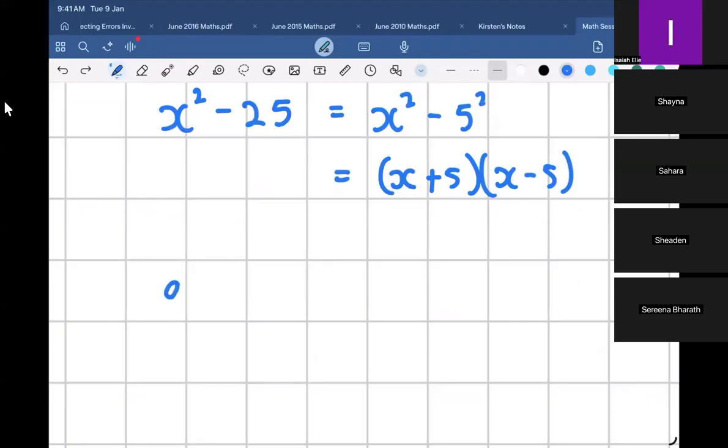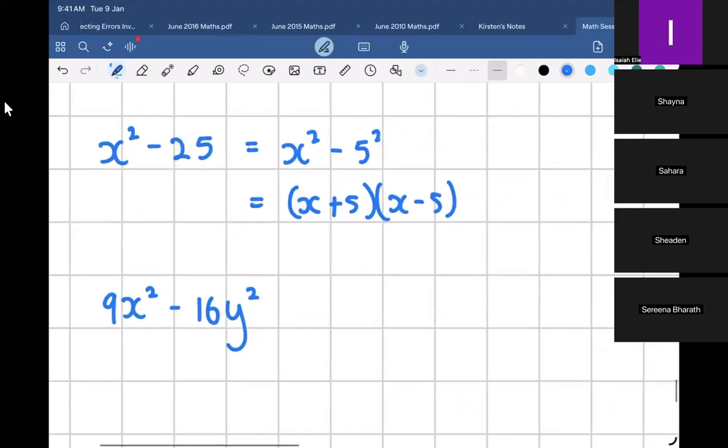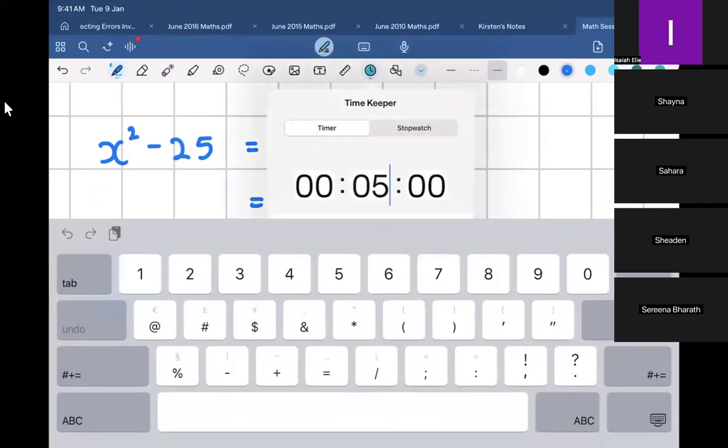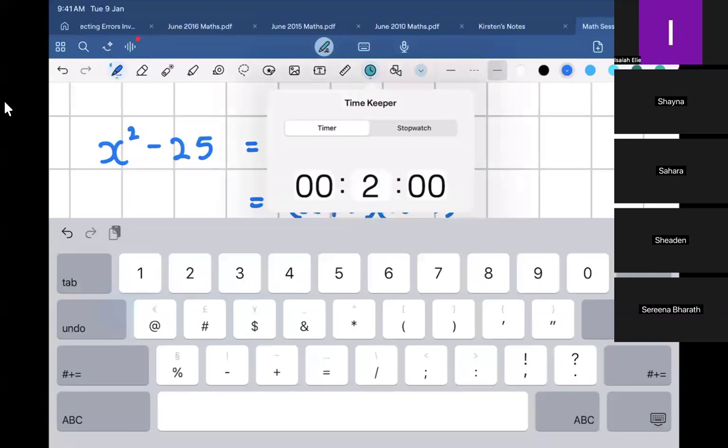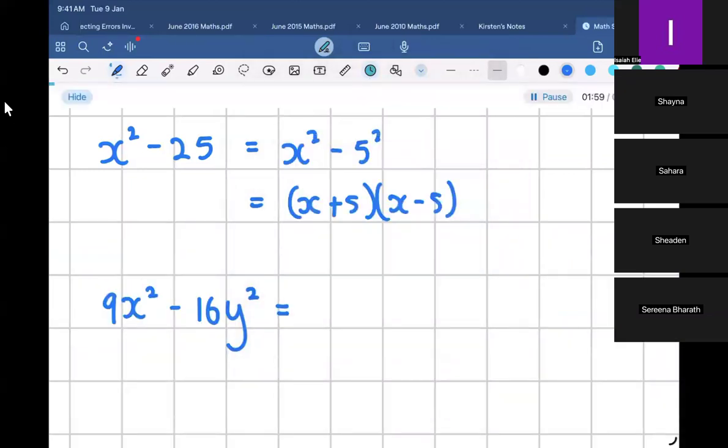Try 9x squared minus 16y squared. They often bring questions like this. So I'd like you all to try this question for me. I'm giving you all 1 minute. No, take 2 minutes. As soon as you finish with the question, send me an answer immediately.